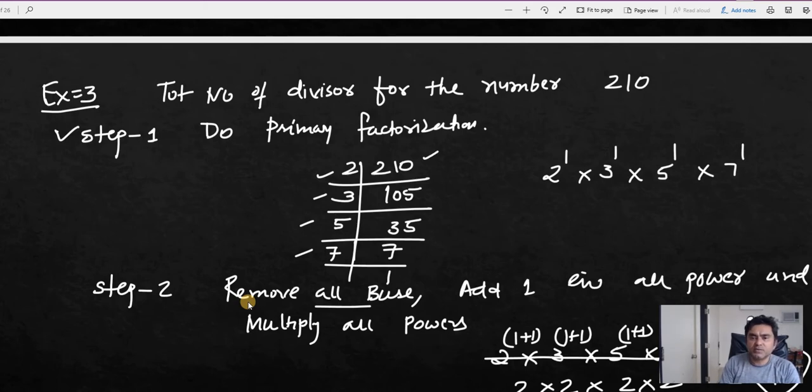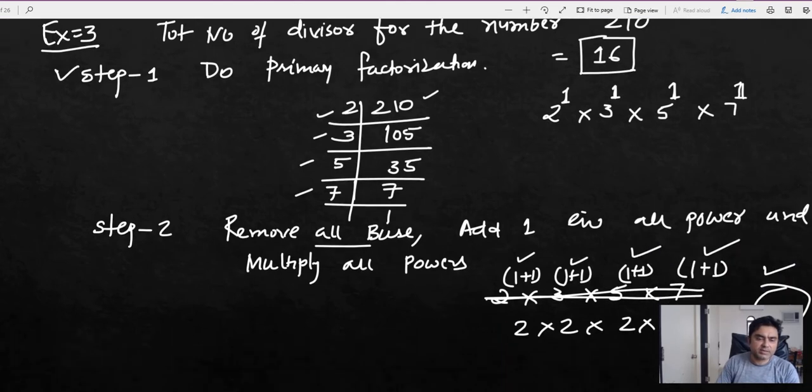So 2 to the power 1, 3 to the power 1, 5 to the power 1 and 7 to the power 1. Step number 2, we have to remove the base, and then you have to add 1 to the power. So 1 plus 1 is 2, 1 plus 1 is 2, 1 plus 1 is 2 and 1 plus 1 is 2, and all these you need to multiply. So 2 times 2 times 2 times 2, so it is 16. So the total number of divisors for the number 210 is 16.